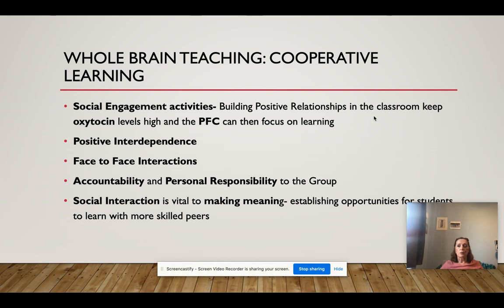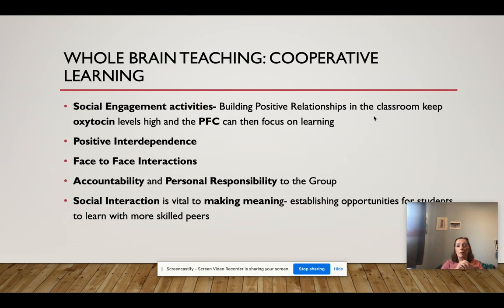Okay. And when there's positive relationships, again, we're releasing that oxytocin, and that oxytocin is going to that upper brain, that executive functioning of the PFC, prefrontal cortex, and then that prefrontal cortex can access the information that's come in through the hippocampus so that they can be learning. So do you see how cooperative learning isn't something that just happens? You have to do a lot of activity to get that going.